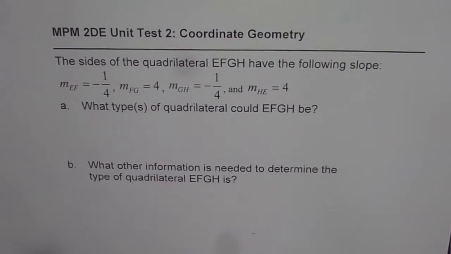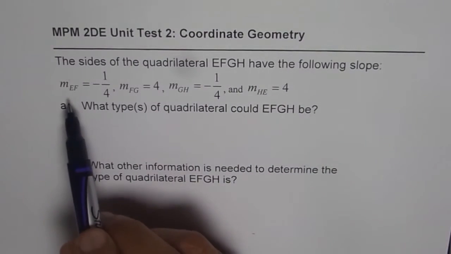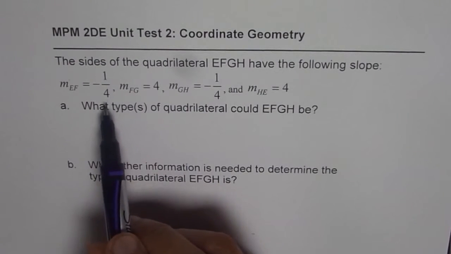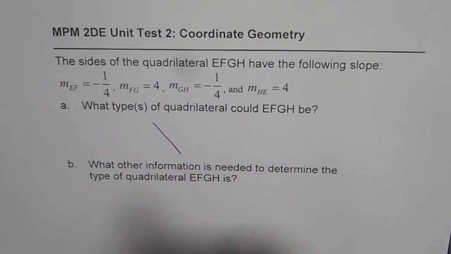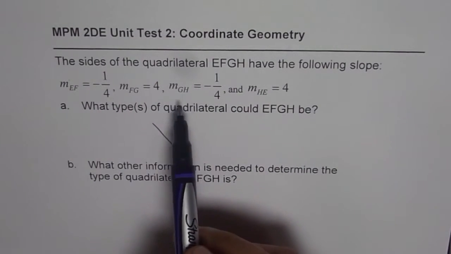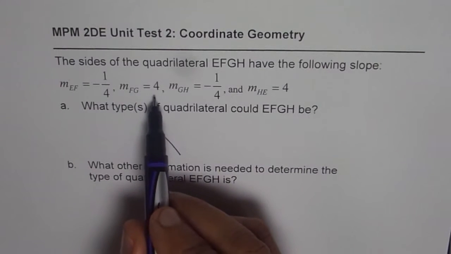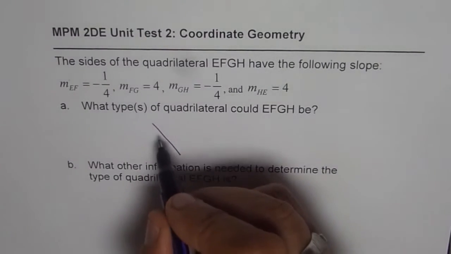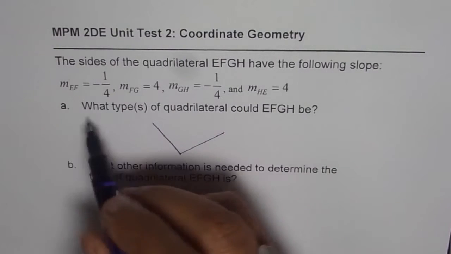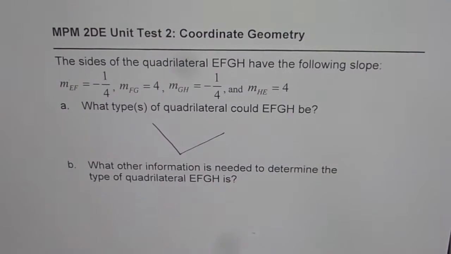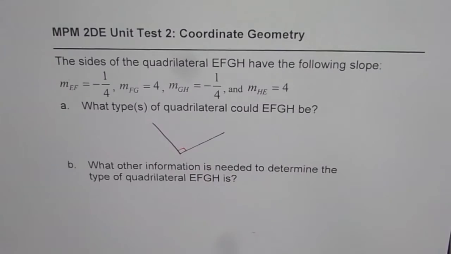Here is my suggestion. So we have quadrilateral EFGH. Slope of EF is negative 1 over 4. So you can say it's kind of going downwards, right, like this. So we have EF here. Slope of FG is positive 4. So let us say this is F. FG is positive 4. Now since it is a negative reciprocal, the lines will be perpendicular, right? So these two lines are indeed perpendicular, correct?